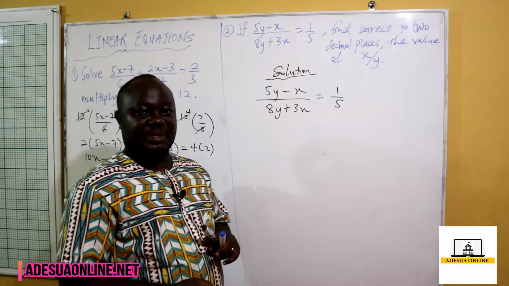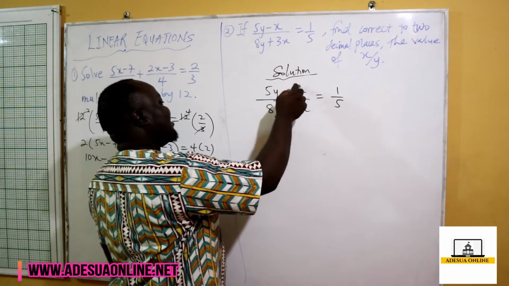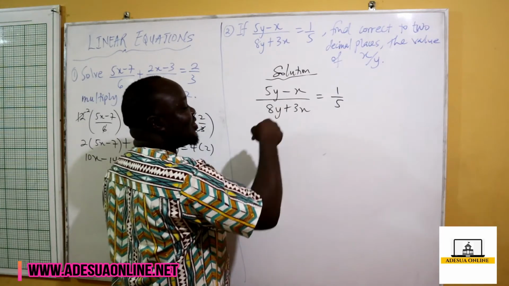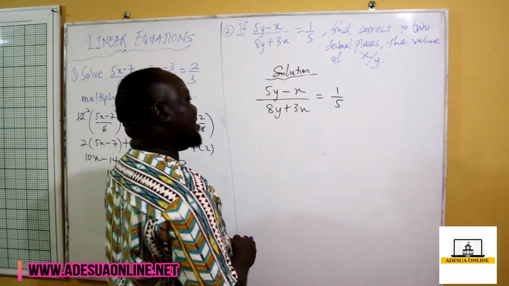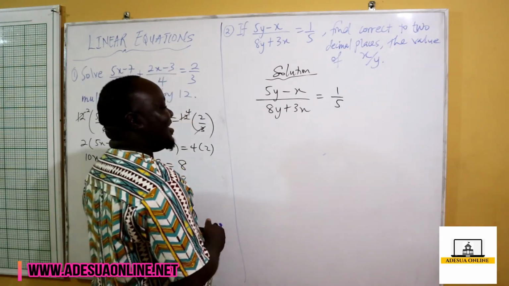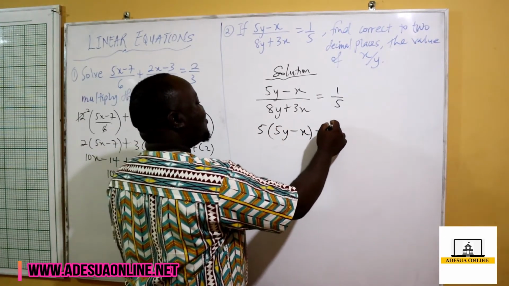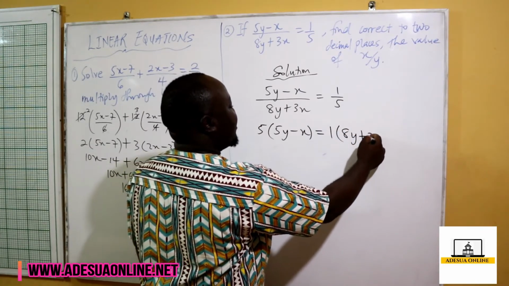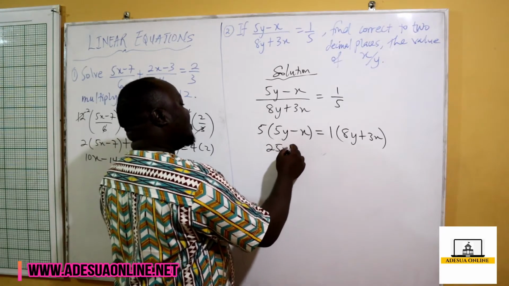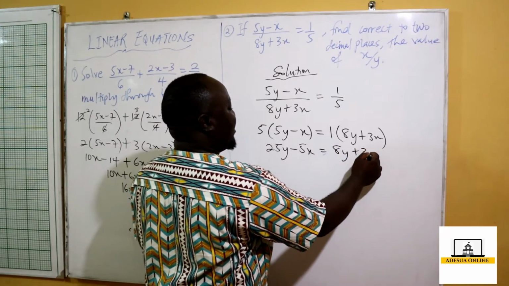Now we are going to cross multiply, since we have this being equal to this. We are treating this as one term, and this as another term. So when we cross multiply, we shall have 5 into (5y minus x) equal to 1 into (8y plus 3x). We expand: 25y minus 5x is equal to 8y plus 3x.